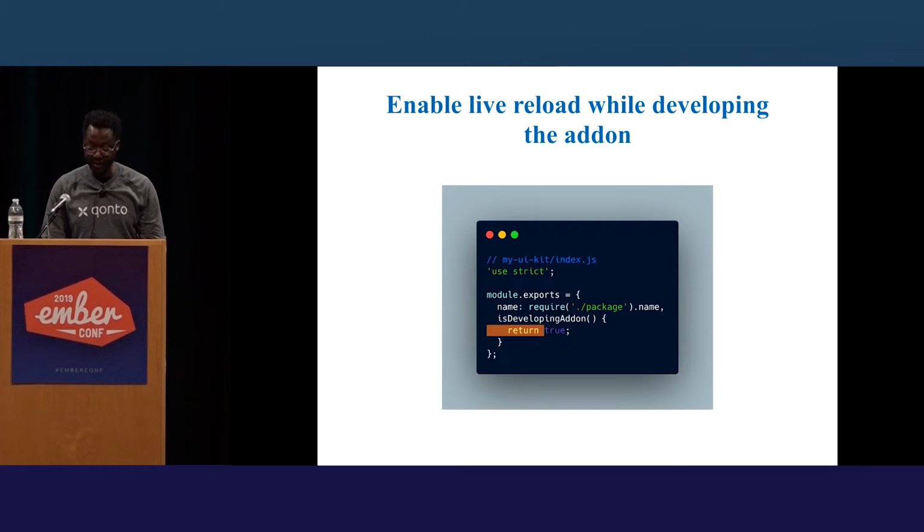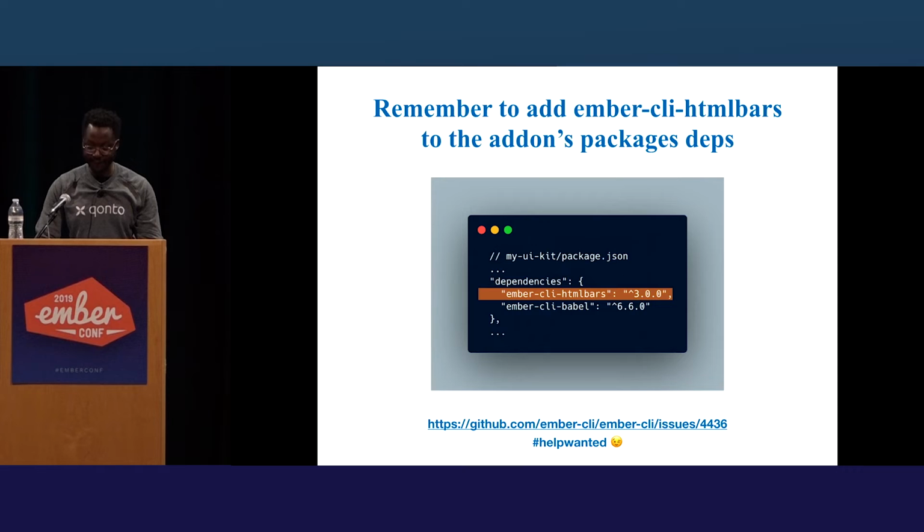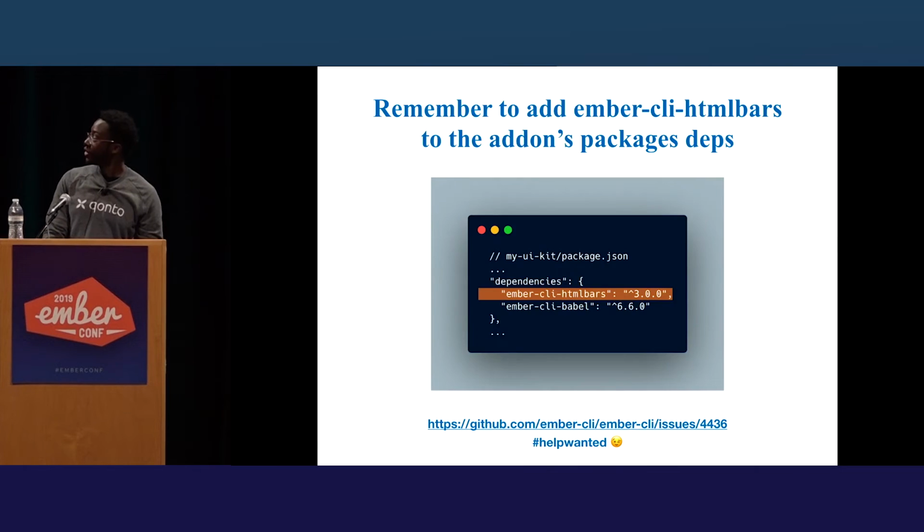Another tip is to do live reload while developing the add-on. That's a Boolean property in the hook in index.js of the add-on. Oh, not a tip, but more like something to remember. When you add a new template in your add-on, you need to put ember-cli-htmlbars in the dependency of the package.json of your add-on. Otherwise, you get an error message. So there's an issue for that. And I think that if somebody is willing to help, you might be able to pair with somebody from the CLI team. I saw it on the issue.